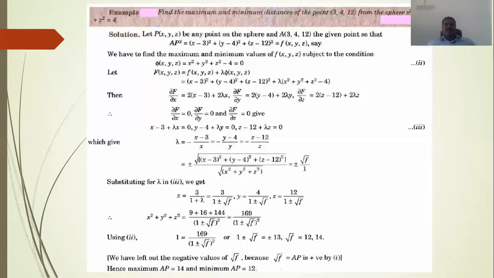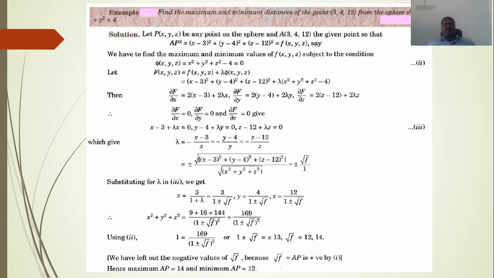Find the maximum and minimum distances of the point (3, 4, 12) from the sphere x square plus y square plus z square equal to 4. We don't know what that point is. Let (x, y, z) be any point on the sphere, right? Then the distance OP squared equals (x minus 3) whole square plus (y minus 4) whole square plus (z minus 12) whole square, right? Let it be f of x, y, z.